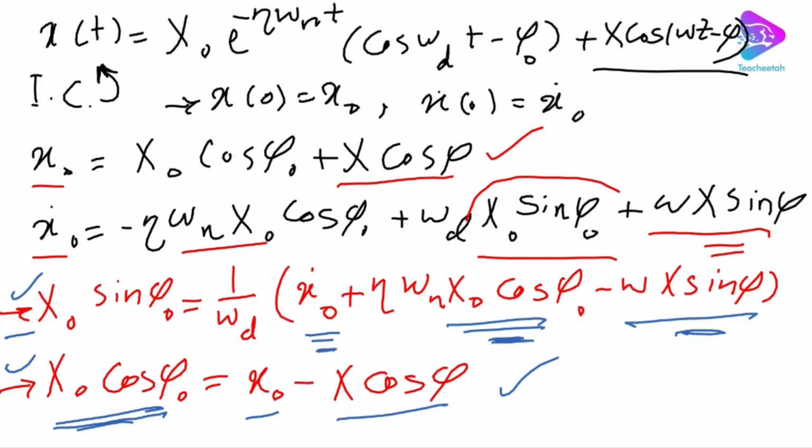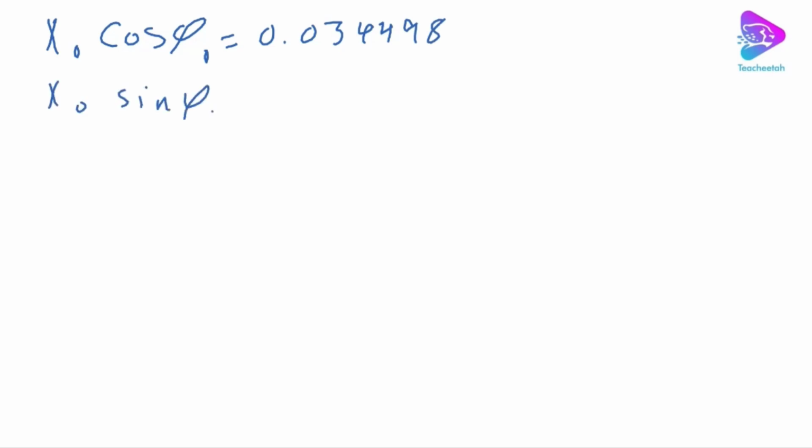So let's plug in and see what we get afterward. If we plug in the values that we have, we can find x naught cos phi naught equal to 0.03448, and then we can find x naught sine phi naught equal to minus 0.000922. So then it's pretty easy, just square this equation and then square that equation and then sum them up.